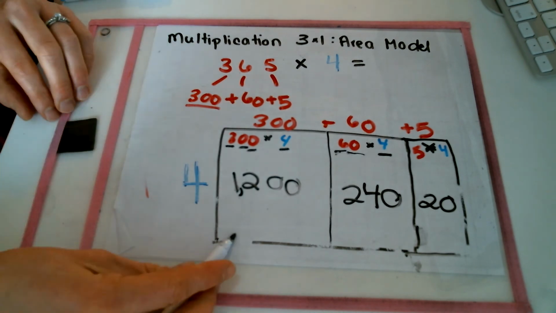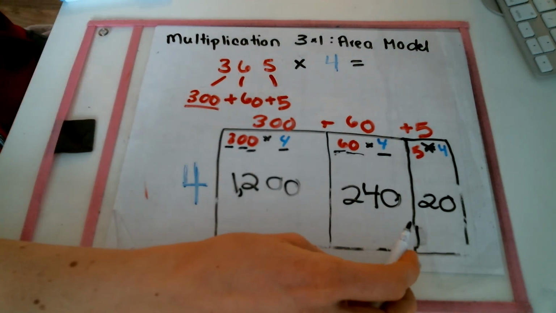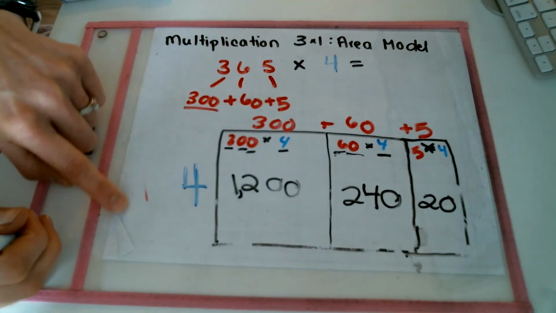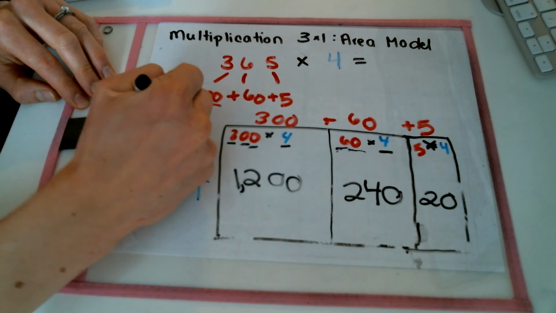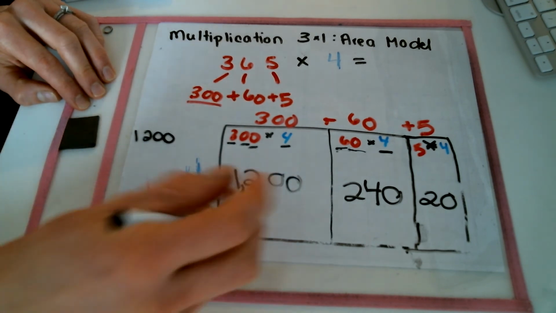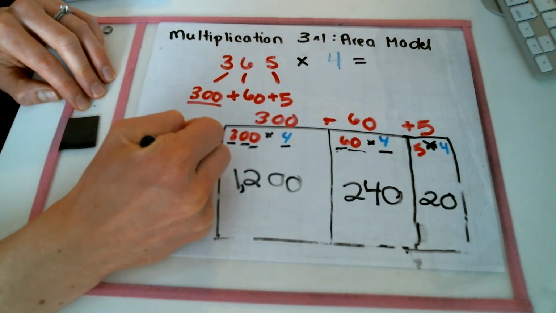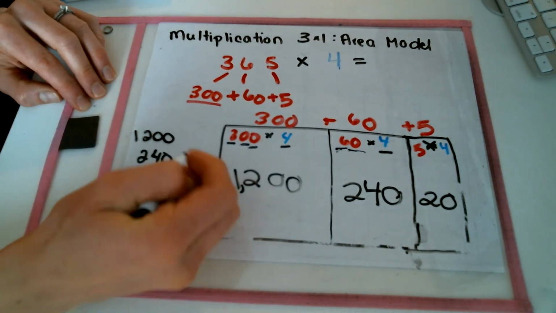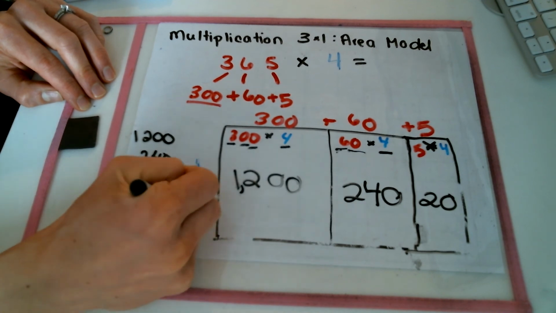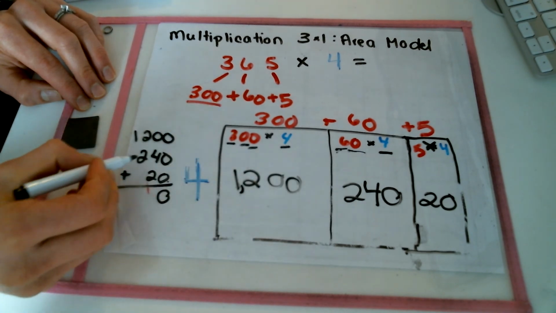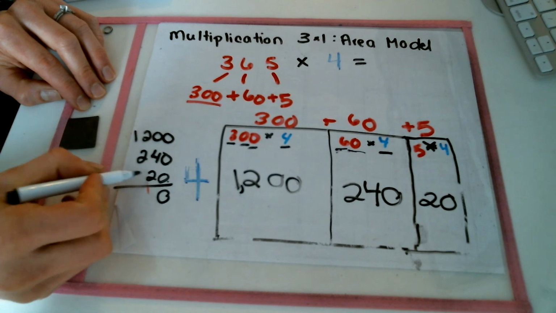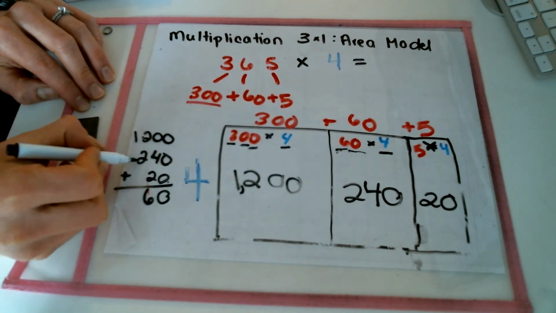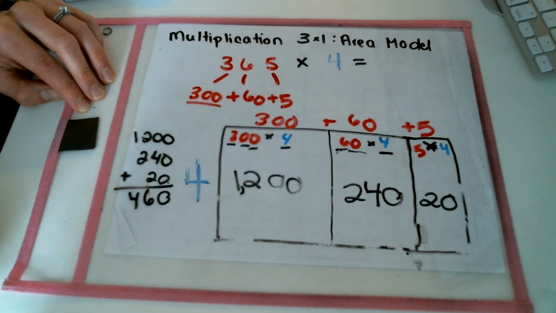Now that I have found the area of each of these individual boxes, I need to add up these products to find the total product. So I'm going to come over here and add 1,200 plus 240 plus 20. I'm going to add those together to find my total product. So 0 plus 0 plus 0 is 0. Then I go down over to my tens column. 4 tens plus 2 tens gives me 6 tens. Go to my hundreds. 200 plus 200 is 400.